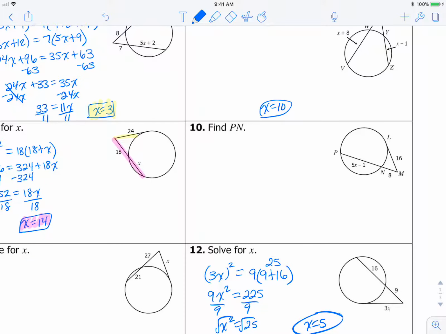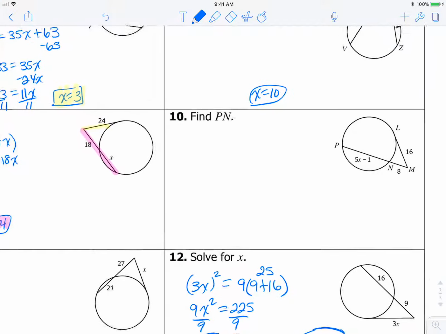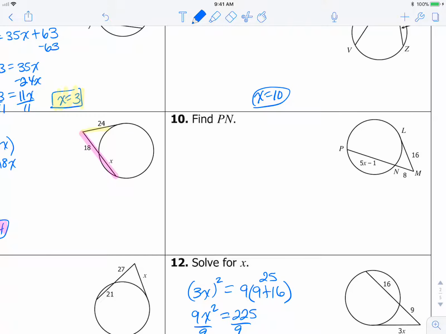Alright, number 10 is kind of the same thing. Okay. So what do you get to do to start with? You're going to have 16 squared equals, it's the outside times the whole thing, 5x minus 1 plus 8. So it's set up for you. Go ahead and solve it.